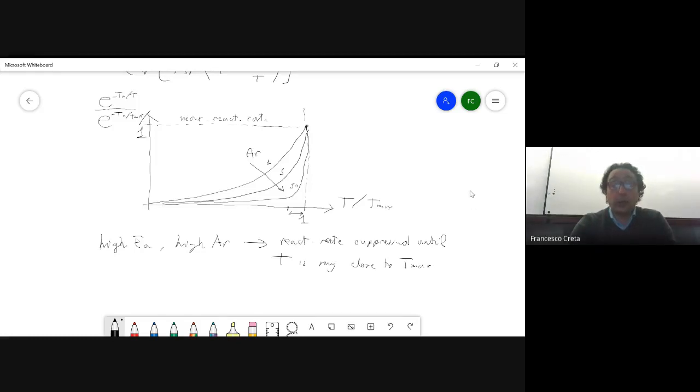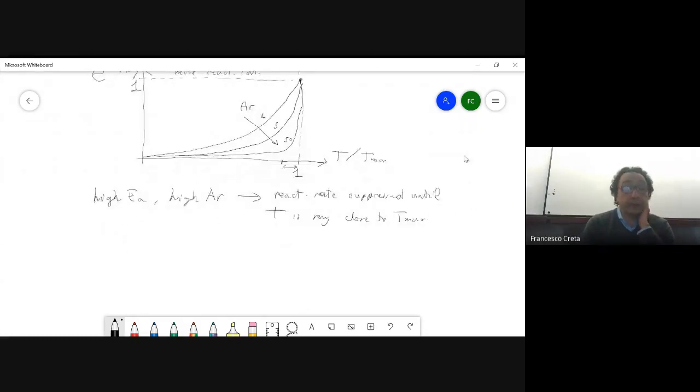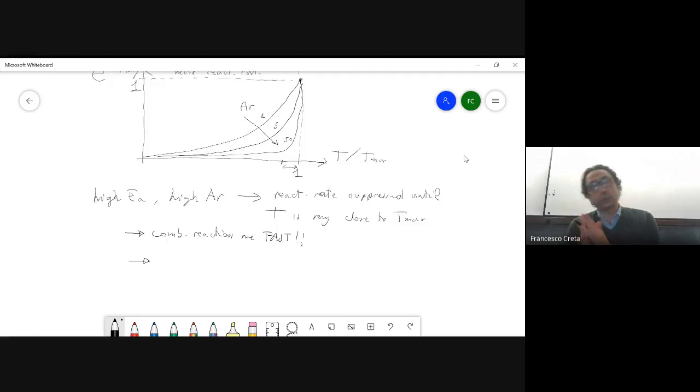Now, why is it important? Well, it's important because this particular property is the cause of the fact that combustion reactions are fast. Remember, we said a piece of metal will rust in years. Combustion will take place in fractions of a second. Or it's a part of the story. Then we'll see that there are more reasons why combustion processes are very fast.